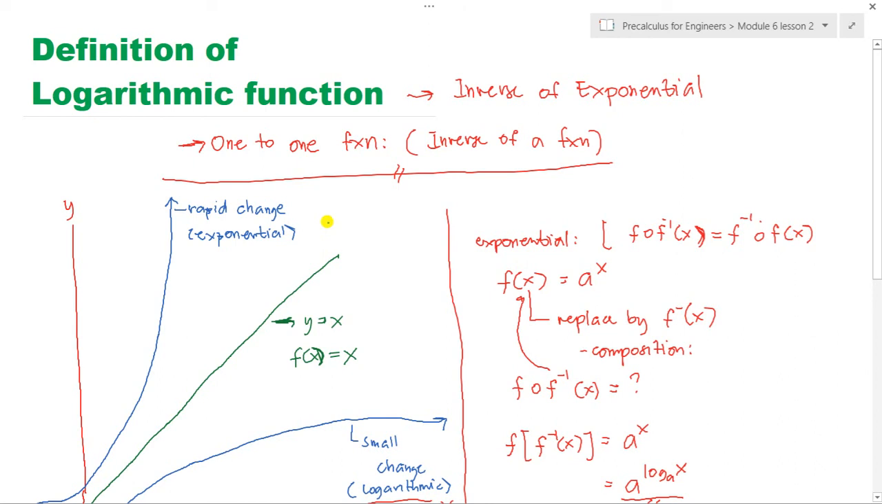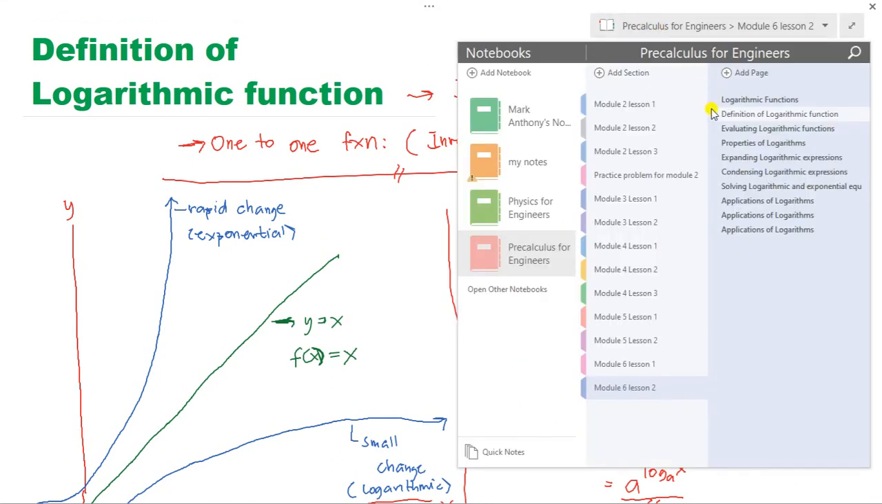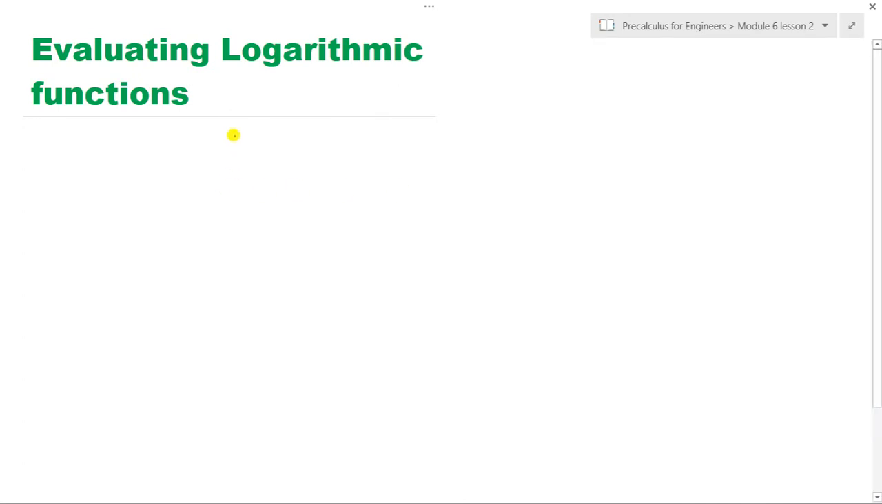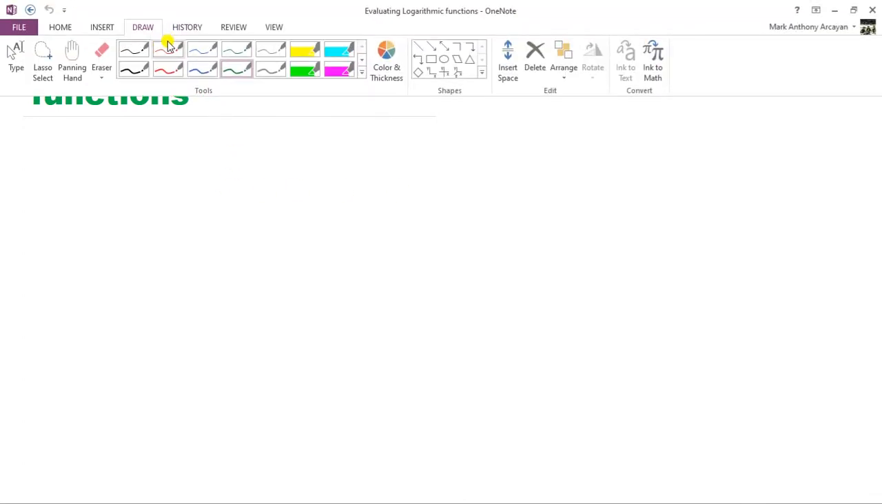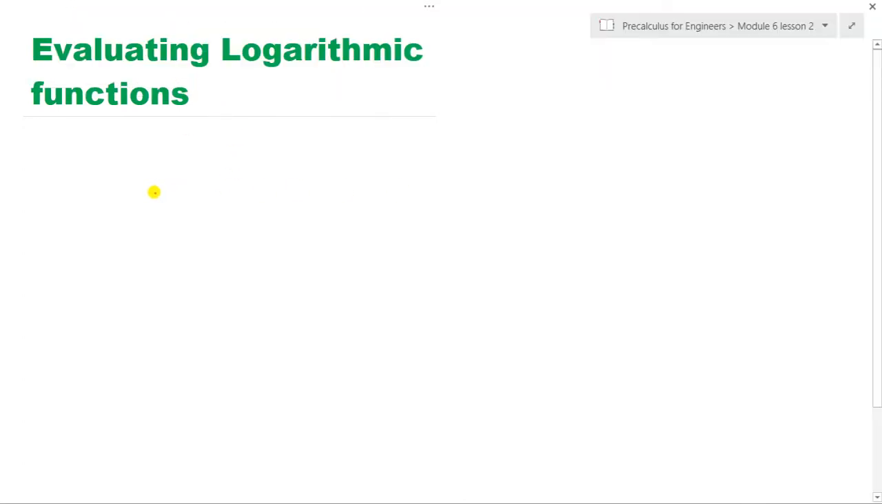So let's proceed now to the evaluation of logarithmic functions, or how we are going to evaluate logarithmic functions when given values. When we say evaluation, we have some values for our x. So let's try our first example. Let's say you're given f of x is equal to log of x with base 2, such that the value of x is equal to 16.